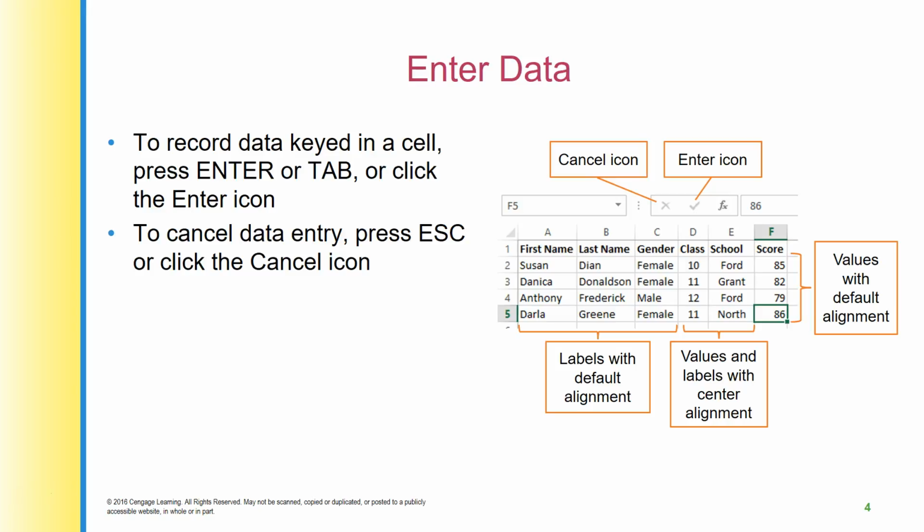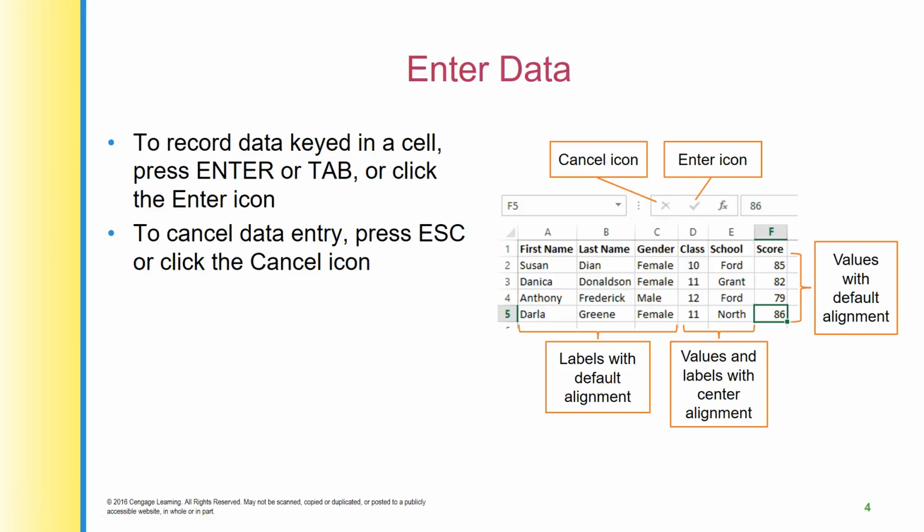You might begin keying data and then want to stop, perhaps because you realize you are in the wrong cell. To cancel data entry, press the escape key before tapping tab or enter. You also can click the cancel icon in the formula bar to cancel the data entry. So the cancel icon is this X right here.